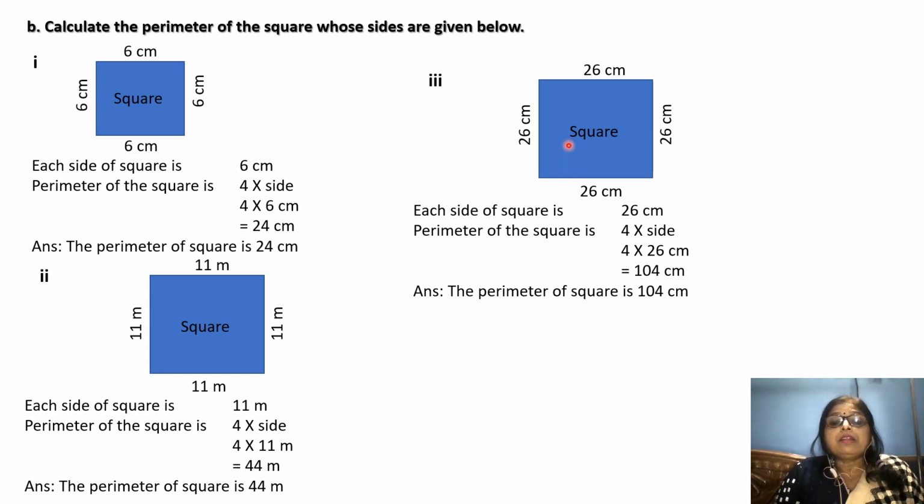Next question, third, 26 centimeter. So you draw the square, write down the measurement, and now down here each side of the square is 26 centimeter. So perimeter of the square is 4 into sides, 4 into 26 centimeter, that is equal to 104 centimeter. So here the perimeter of the square is 104 centimeter. In this way, you can solve your sums.